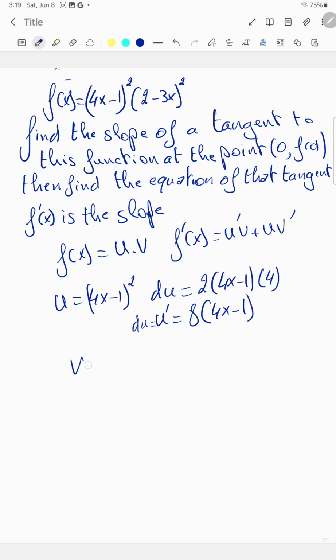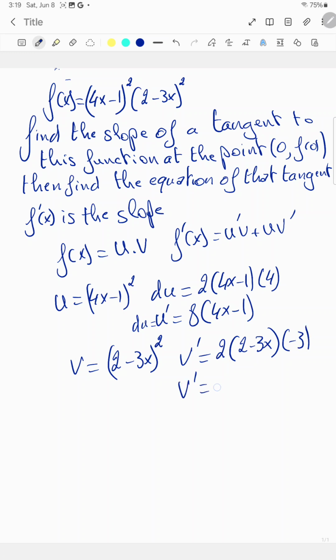And here my v is equal to (2 minus 3x) to the power of 2, and my v prime would be 2 times (2 minus 3x) multiplied by the derivative of 2 minus 3x, which is minus 3. So my v prime would be minus 6 times (2 minus 3x).